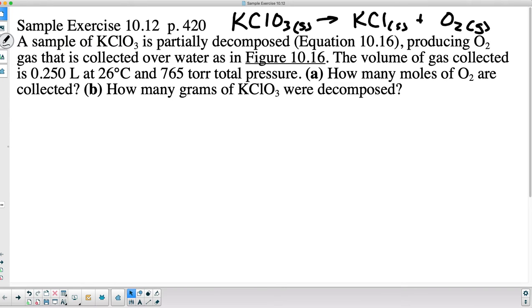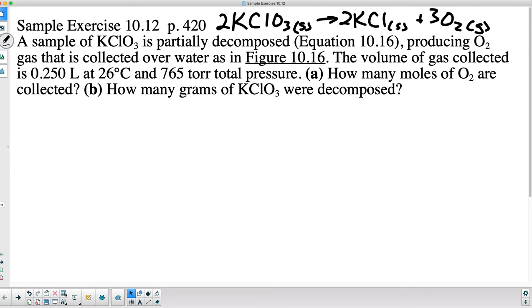Now, for this equation, we're going to have to balance this. So the balanced equation is 2 KClO3, 2 KCl, and 3 O2. Okay, that ends up being important later on when we're talking about B and C.